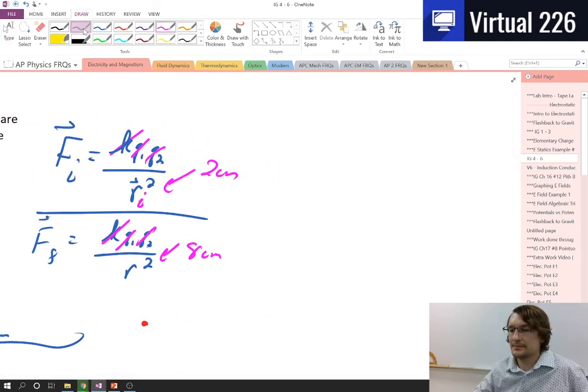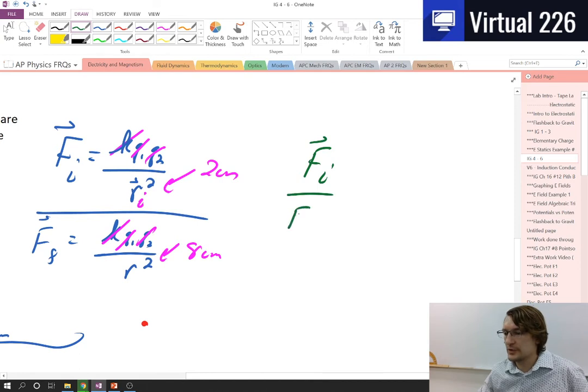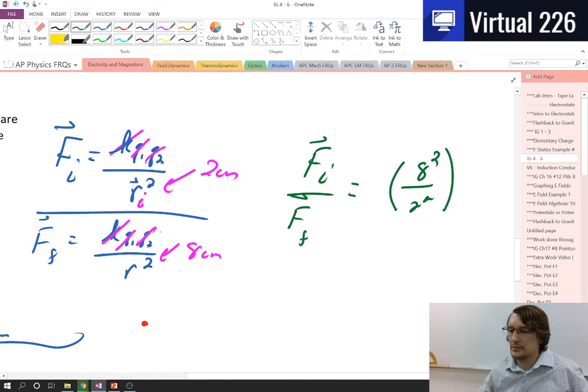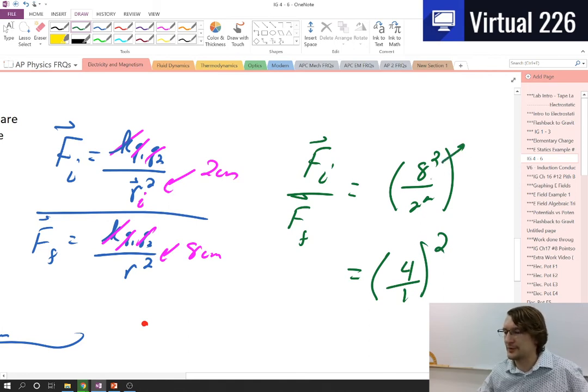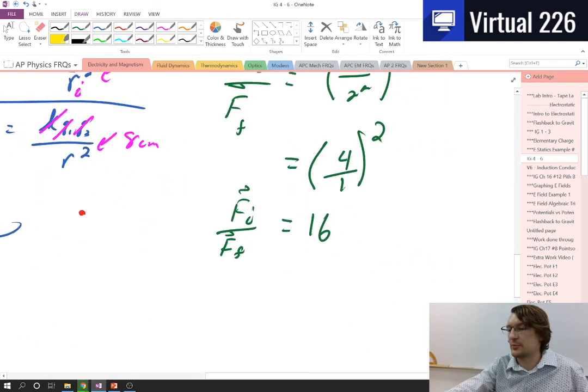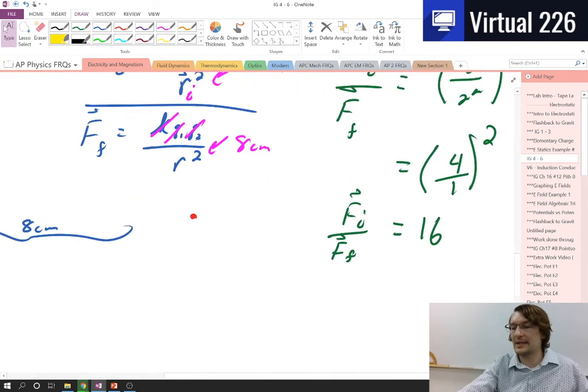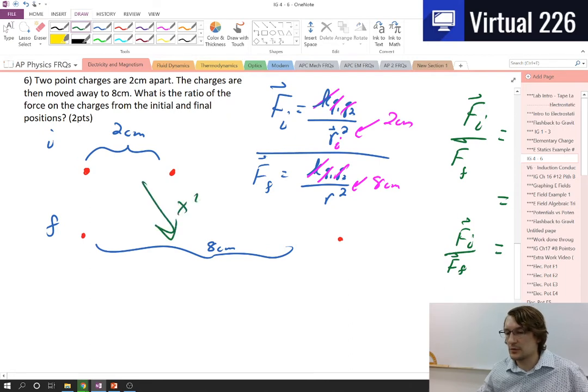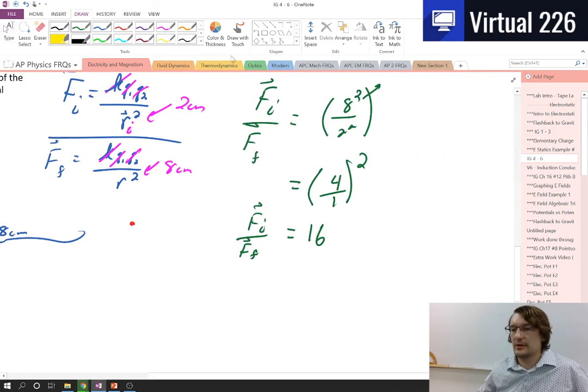So when we compare the initial force to the final force, what we're going to have here is 8 squared over 2 squared. Remember, this is the denominator, so it flips and becomes up top. And really, this is similar to 4 over 1 quantity squared. I did 8 over 2, that's 4. I pulled the square out first, and then I divided 8 over 2. And in this case, we get 16. So F1, the initial force, is 16 times greater than the final force. That's because they're so much closer together. Even though the distance has only increased by a factor of 4, we went from 2 to 8, the force changes by the square of that.